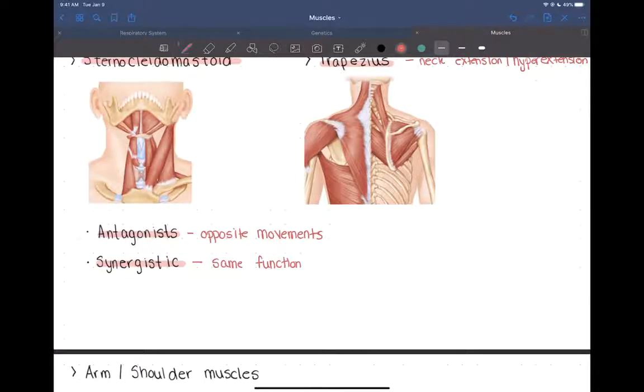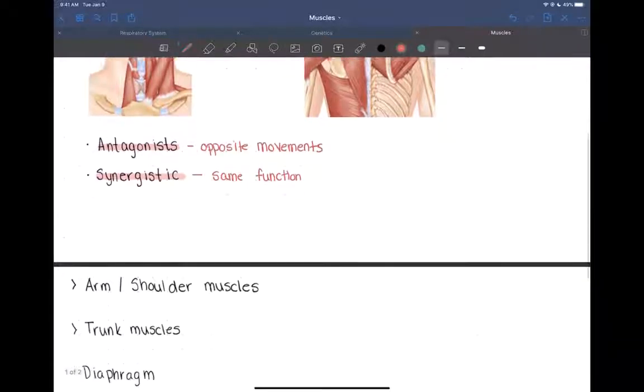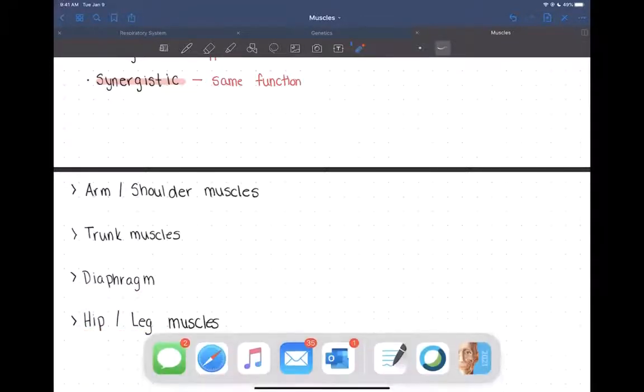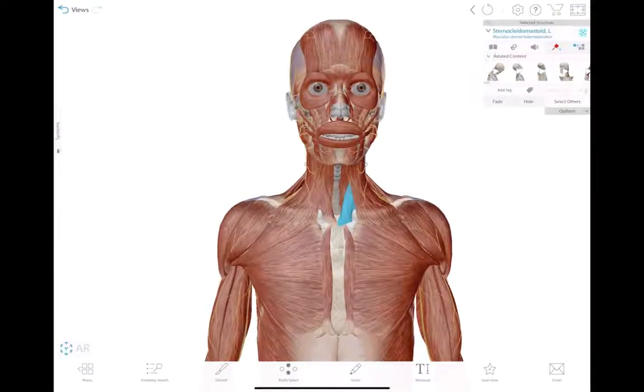Okay. So let's move over to the abs. So we have our different groups of muscles we're going to go through: arm and shoulder, trunk muscles. We'll look at the diaphragm and then the hip and leg muscles. Okay, so let's switch over to this app and look at these different muscles. Let's start with our shoulder and arm muscles.